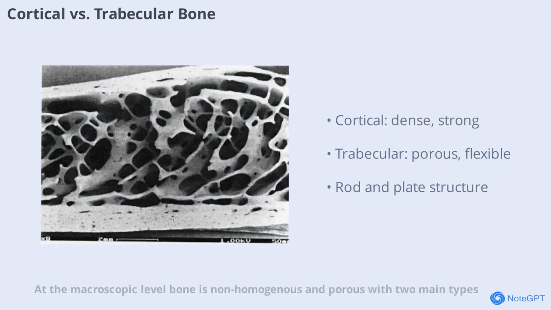At the macroscopic level, bone is non-homogeneous and porous with two main types, cortical compact and trabecular spongy bone. Cortical bone forms the dense outer layer, providing strength and protection, while trabecular bone, found at the ends of long bones and in flat bones, is highly porous and supports metabolic functions. Trabecular bone's rod-end plate structure allows it to absorb shock and distribute loads efficiently. The balance between these two types is crucial for both strength and flexibility.